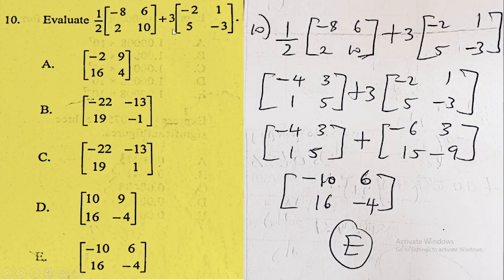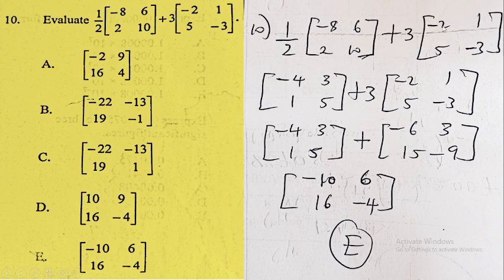Question number 10 is on matrices, and in this question, half is multiplying the elements in this matrix. Likewise, 3 is also multiplying the elements in this matrix as well. If half multiplies minus 8, that gives us minus 4. Half multiply 6, that gives us 3. Then if half multiplies 12, that gives us 1. Then half multiply 10, that gives us 5.